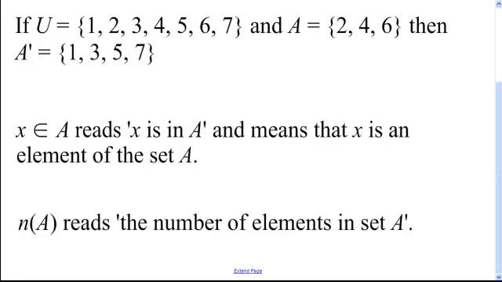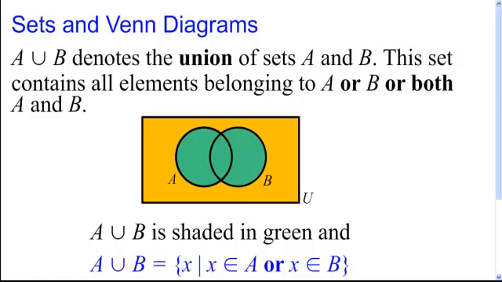So just a little bit of terminology. X is in A means that X is an element in the set of A, and then N of A is the number of elements in set A. So just some notations as you're taking a look at them. Union. So now we're going to take a look at two different sets overlapping. So A union B denotes the union of the two. So it talks about all the possible elements that belong to A or B or both A and B.